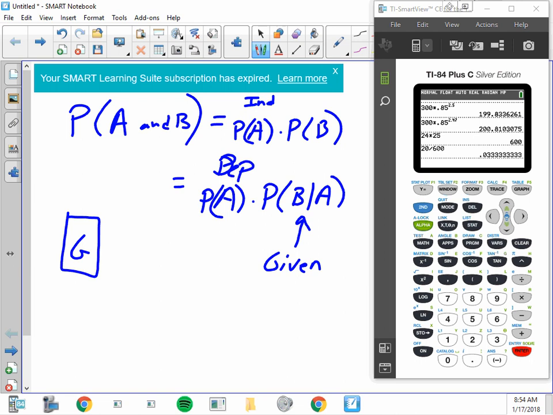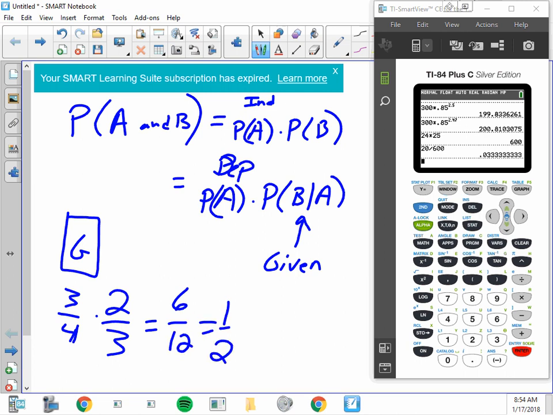Three-fourths, right? So this is 3 over 4. Now, 1 girl is gone. What's the probability that the next person is a girl? 2/3, right? Because now we're missing somebody. So 3/4 times 2/3, and we end up with 6 over 12, which is 1/2.